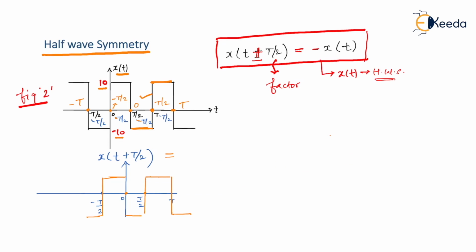So one thing is clear, that whenever this condition is satisfied, the DC value will always be equal to 0 for a given half wave symmetry signal. Secondly, only odd harmonic components would be present in its Fourier series. Now, since you know the method to check mathematically as well as graphically whether the given x of t signal is a half wave symmetry signal or not, let me tell you.